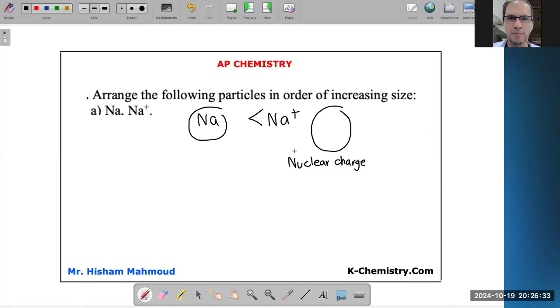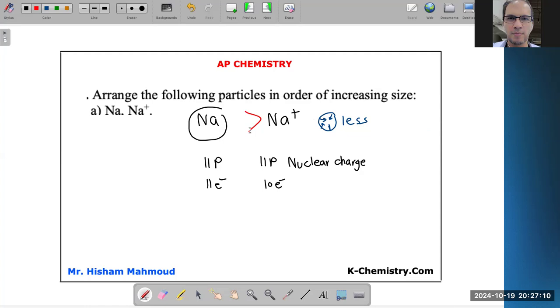When you lose an electron and you have the same nuclear charge, how many protons do you have here? 11 protons. And here 11 protons, 11 electrons here, 10 electrons here. What do you think? Attraction increases. Attraction increases, so the size will decrease. Bravo. When the attraction increases, the size becomes smaller, like we were saying, the mother is attracting her children more. So when the attraction increases, the size will become less. So Na is bigger.